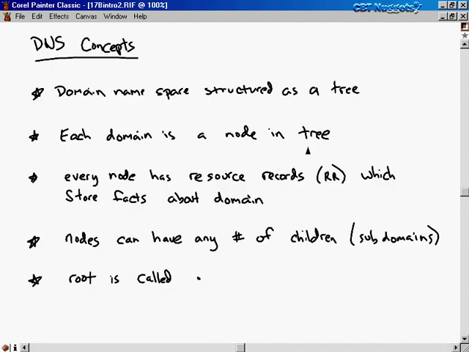Now each domain is a node in the tree. In our directory example, nodes in the tree would be directories. Every node has what are called resource records, and I'll abbreviate those RR, and those store facts about the domain. In our directory example, resource records might be like files. So resource records are associated with domains just like files are associated with the directory that they're in. Nodes or domains can have any number of children, or what we call subdomains. And the root domain is called dot, just like the root directory in our directory tree is slash.